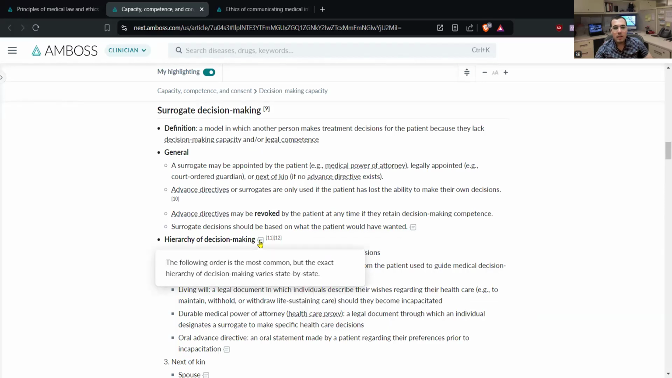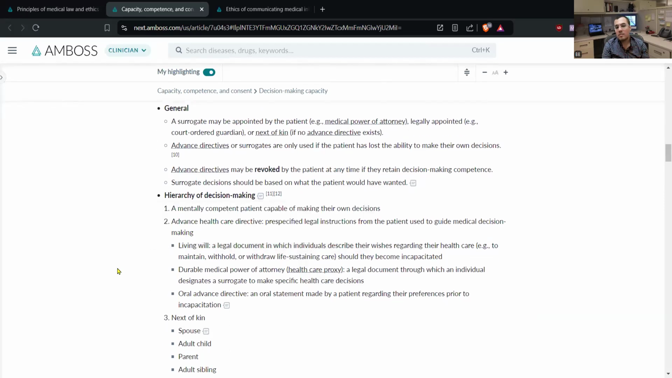Hierarchy of decision making capacity. We have an order, from the most common, of who will make the decision if the patient is incapacitated. There are always laws with state-by-state variations, but for the USMLE it is usually something called the next of kin in a specified order. First, a mentally competent patient capable of making their own decision.